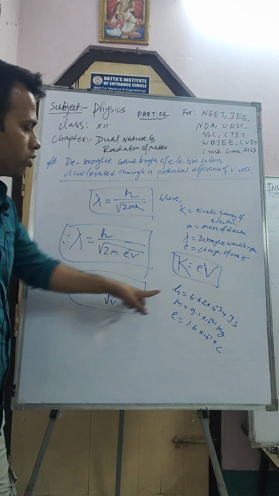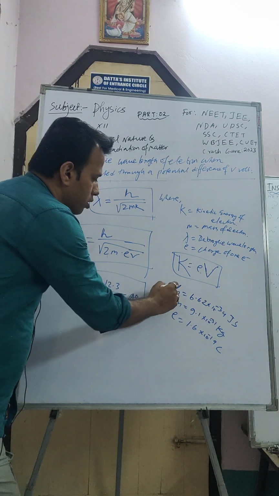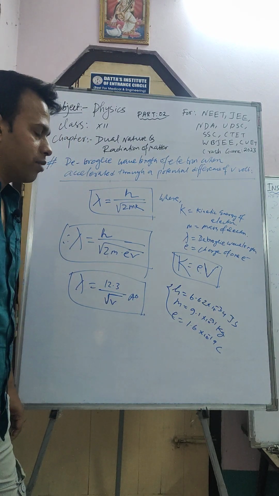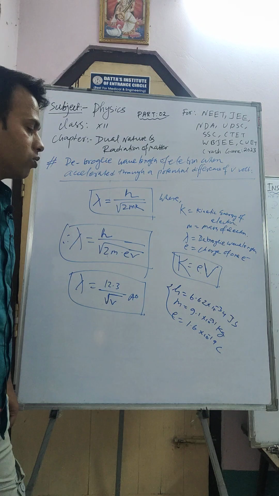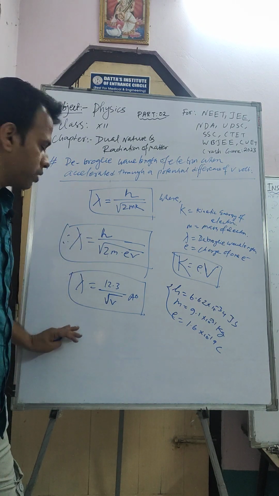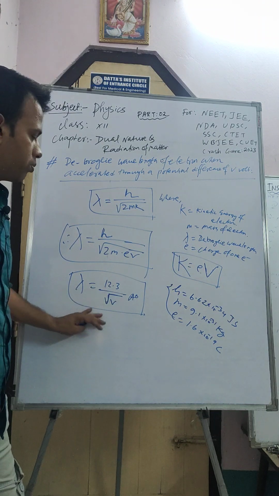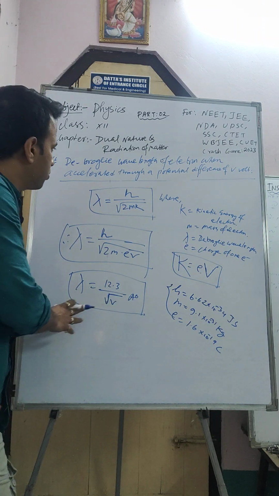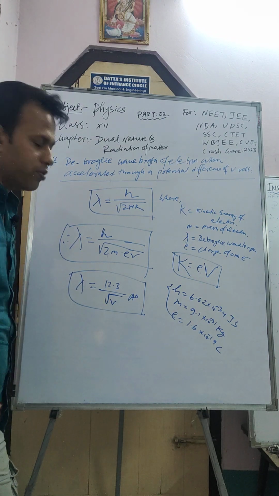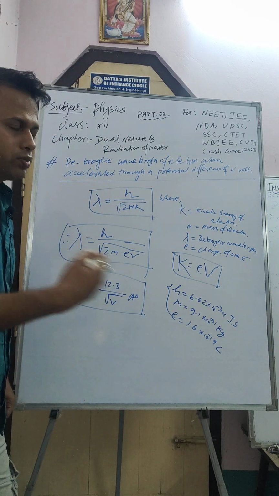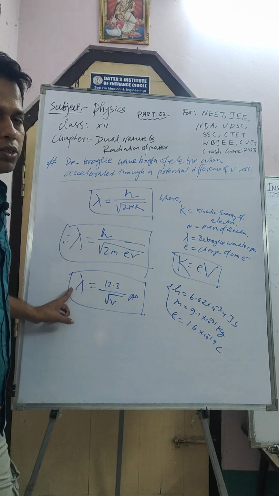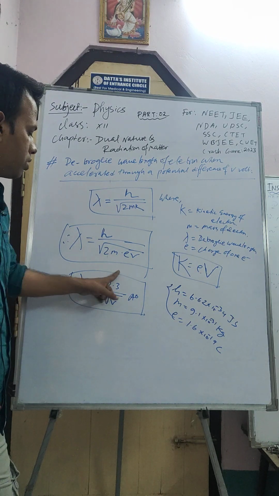And if we put the values of h equal to 6.62 into 10 to the minus 34, m is 9.1 into 10 to the minus 31, and e is 1.6 into 10 to the minus 19, and after simplifying, it becomes 12.3 by root over V Angstrom. So this is the de Broglie wavelength for a potential difference. Okay, if a particle is moving in a potential difference of V volt, then the de Broglie wavelength of the electron will be this one, lambda equal to 12.3 by root over V.